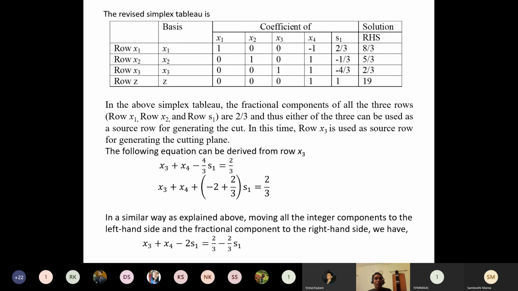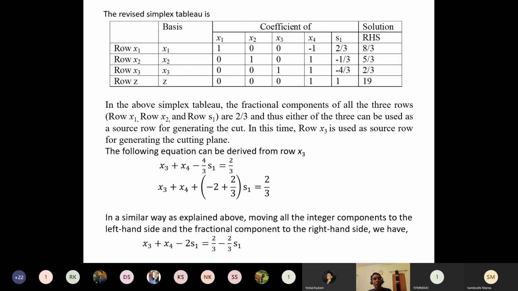Now again, in the above simplex table, we can see the fractional component of all the three rows is 2 by 3. If you divide this fractional component, this is 2 plus 2 by 3, this is 1 plus 2 by 3, and this is 2 by 3. All are equal. The fractional components are equal. So either of the rows you can use to derive the cutting plane.